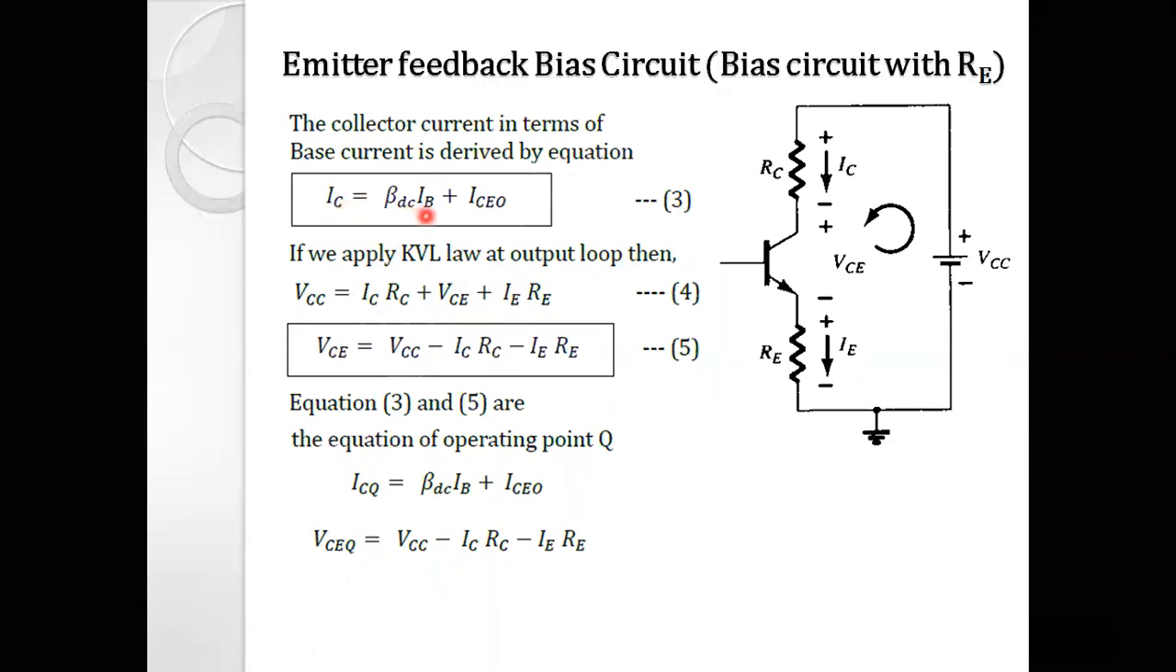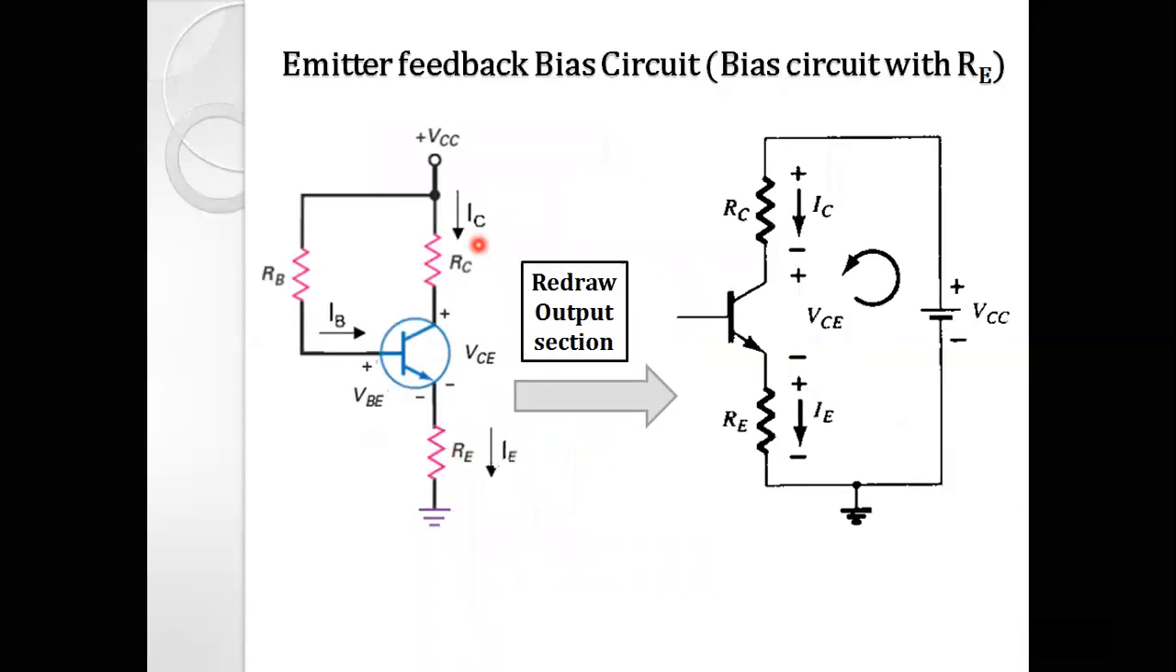IC is equal to beta times IB plus ICEO. Right? So to find the expression for the second coordinate of the operating point, that is VCE, we have to redraw the output section. For the output section, we have to keep the base terminal open. So here you can see that the base terminal is kept open. Starting from the supply VCC, the positive terminal is connected to the RC resistor, then RC to the transistor, and the transistor to RE, and RE is connected to ground. It is ultimately nothing but the negative of VCC. So this is our output section.